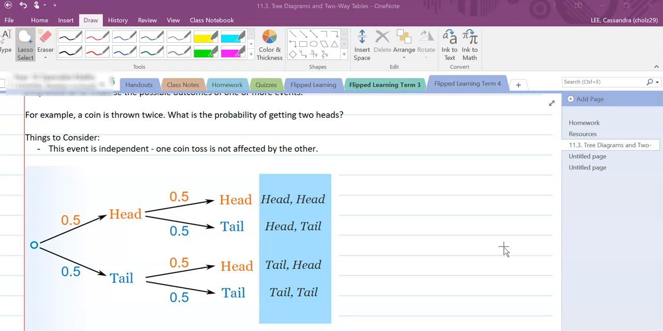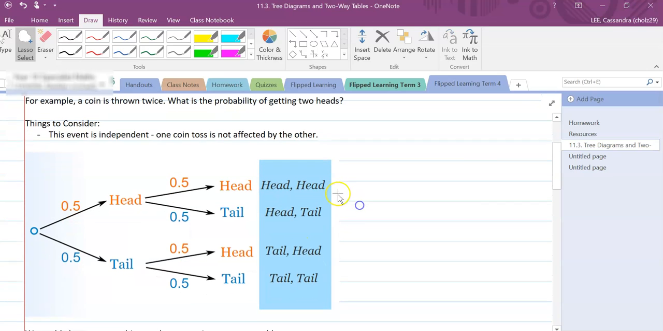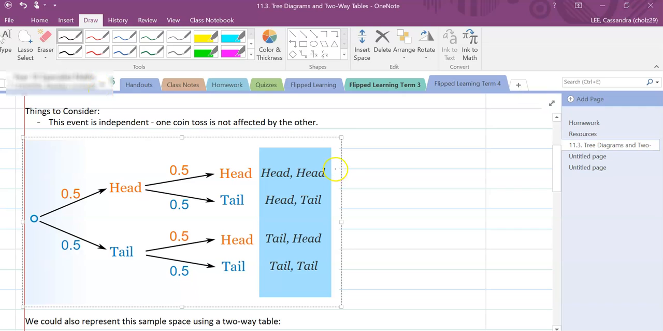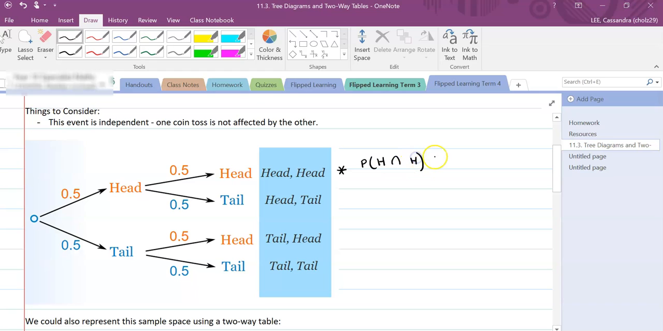So here we can see I've got a very simple tree diagram which models this exact scenario. And if we have a look just here, we can see that we've got the four potential different outcomes. Out of our four outcomes, only one of them is going to be two heads. So straight away we can already see just from this diagram that the probability of getting a head and a head is going to be equal to 1 out of 4 or 0.25.